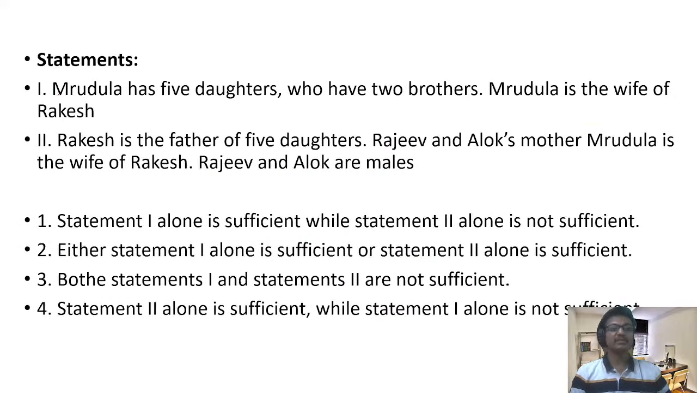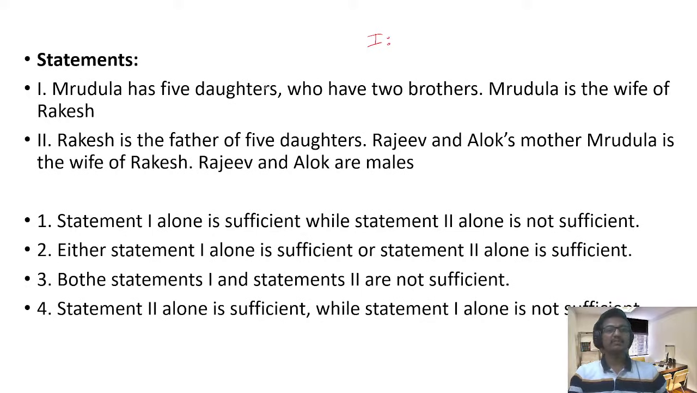Now, statements given. First one, Mrudula has 5 daughters who have 2 brothers. Mrudula is wife of Rakesh. Then statement 2 says that Rakesh is father of 5 daughters. Rajiv and Alok's mother, Mrudula, is the wife of Rakesh. Rajiv and Alok are males. Now, let us look at statement 1 first.